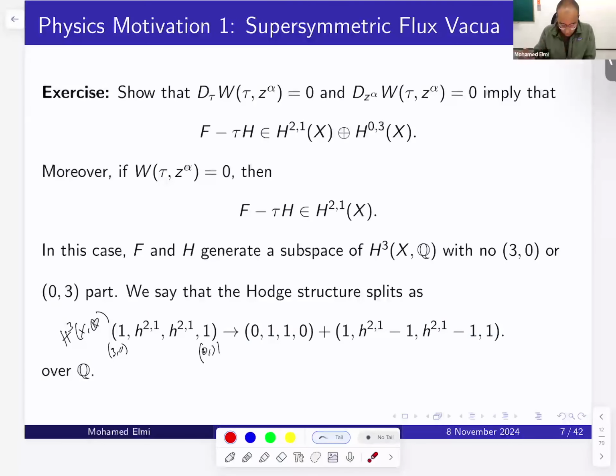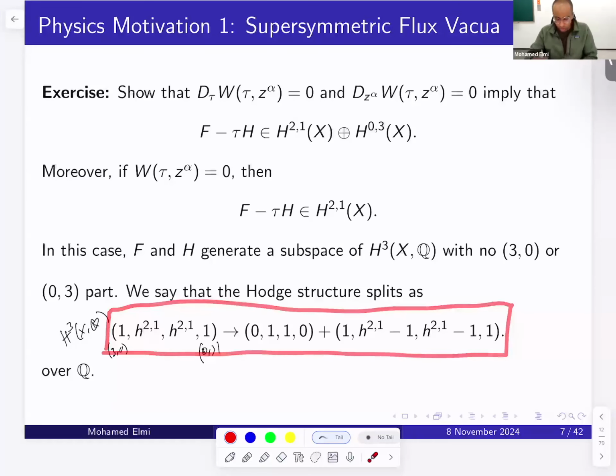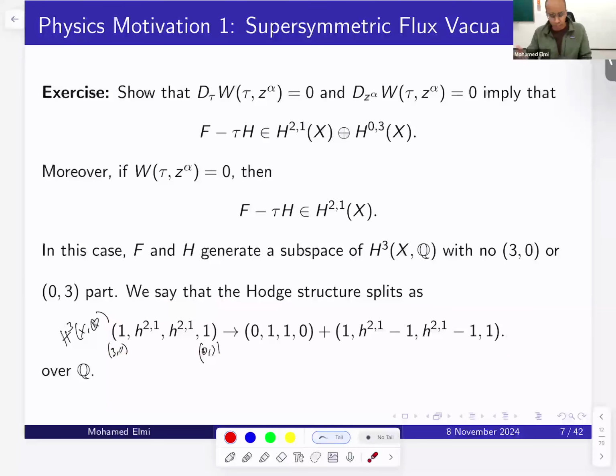And so the search for supersymmetric flux vacua is really a search for points in moduli space where the Hodge structure splits in some way. And this is a problem that people have looked at a lot in physics. There are some tadpole conjectures that have been made recently about when you can do this. Maybe you can't always stabilize all the moduli in this way. So it's an active area of research.